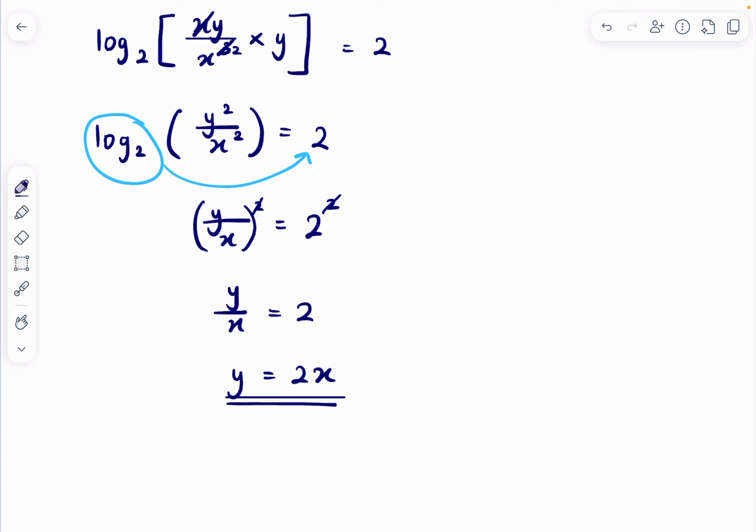So they want us to make y the subject, y in terms of x. So this will be our answer.